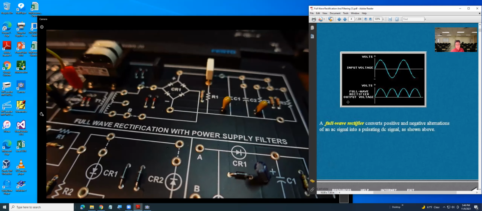So that's just telling you about the input, positive and negative. The output, they rectify positive and also rectify negative. So that's why they call it a full wave.